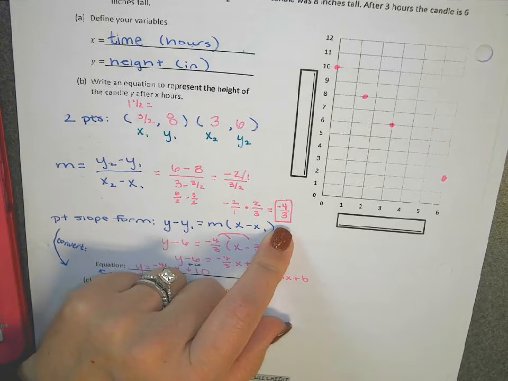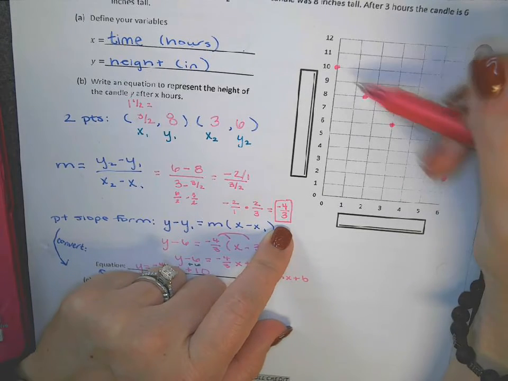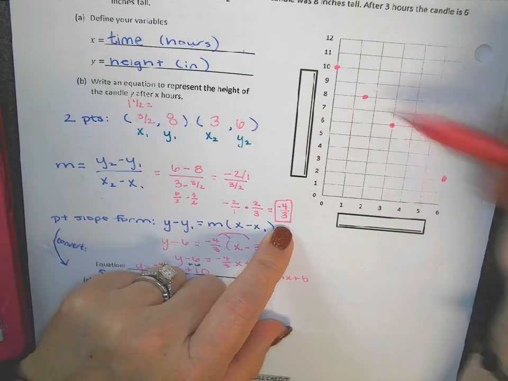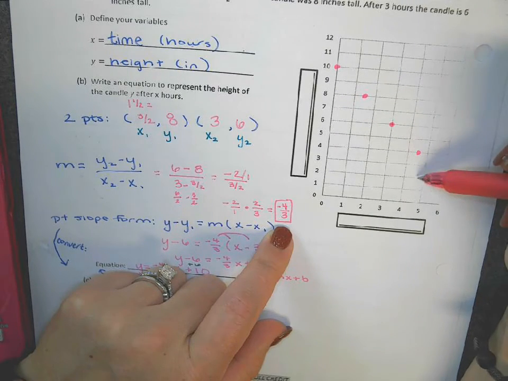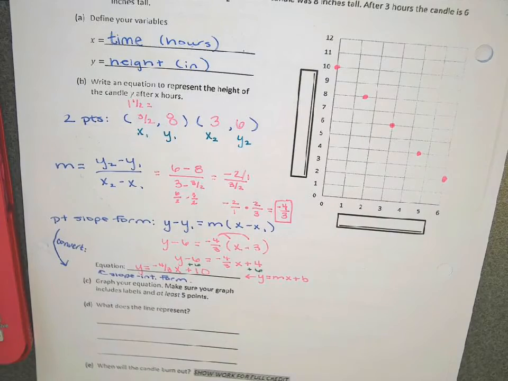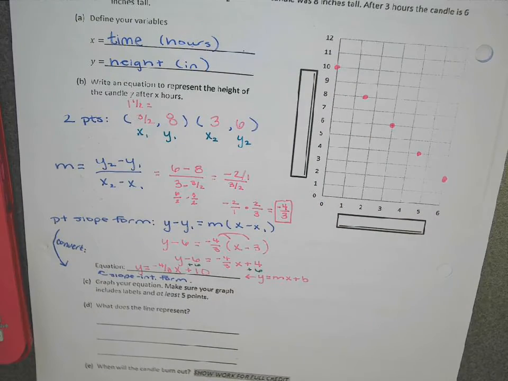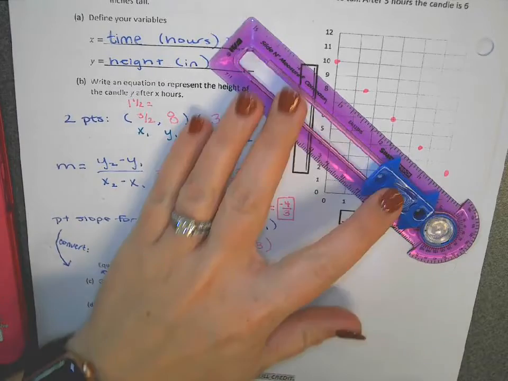Do I have 5 points on there though? Not yet. So let's figure out, this one went down 2, right 1.5. Down 2, right 1.5. It continues that pattern. So there's 5 points. I'm going to make sure to connect it.